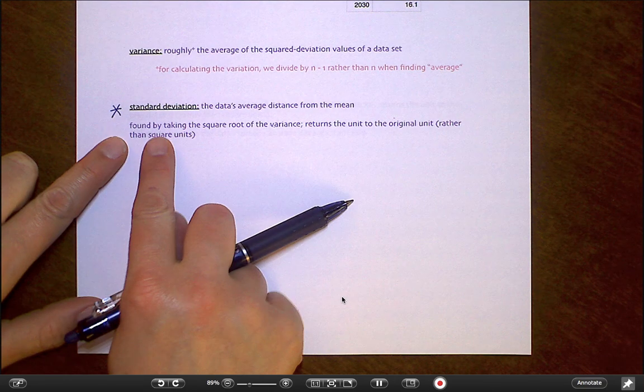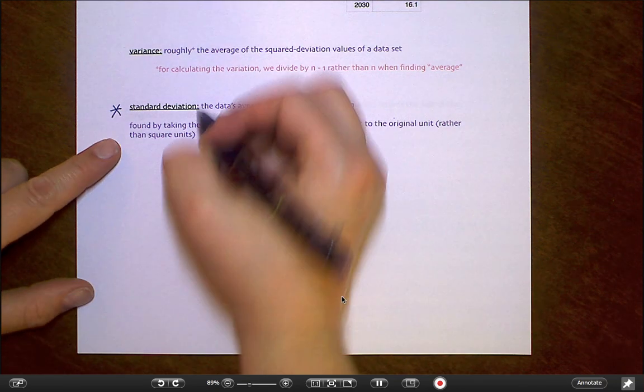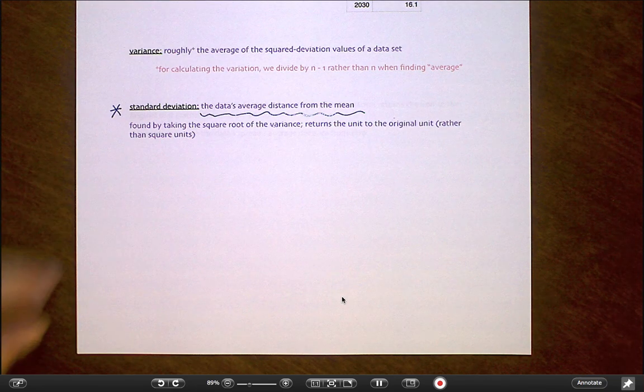Now, this part right here is not going to make a whole lot of sense to you right now because we didn't work through the process by hand. But for now, I would make sure you have this jotted down, and then I'll come back and talk about this for a second.